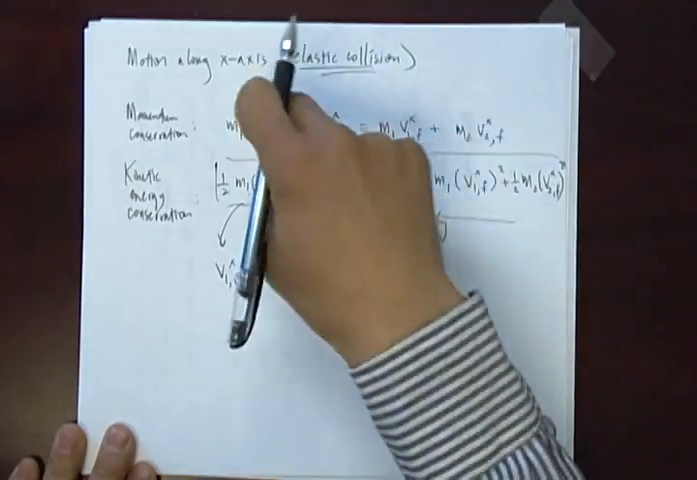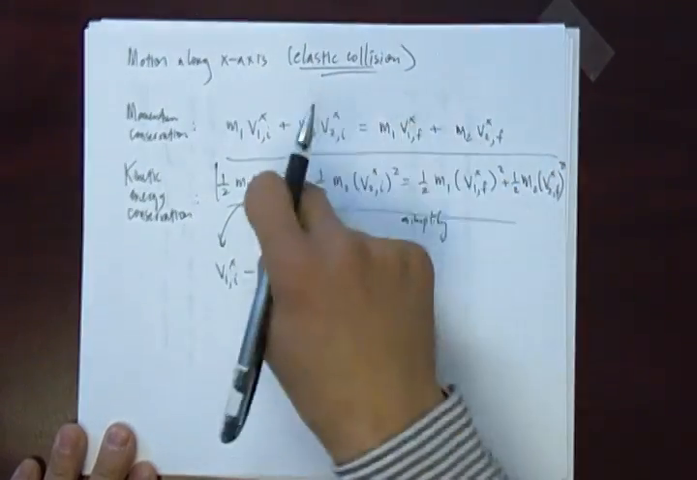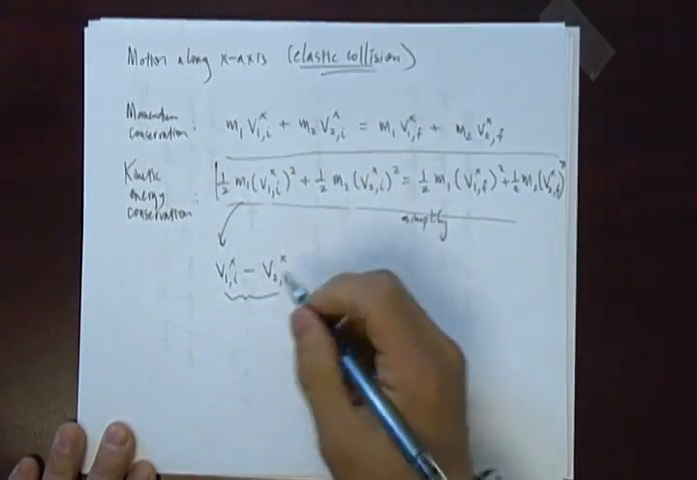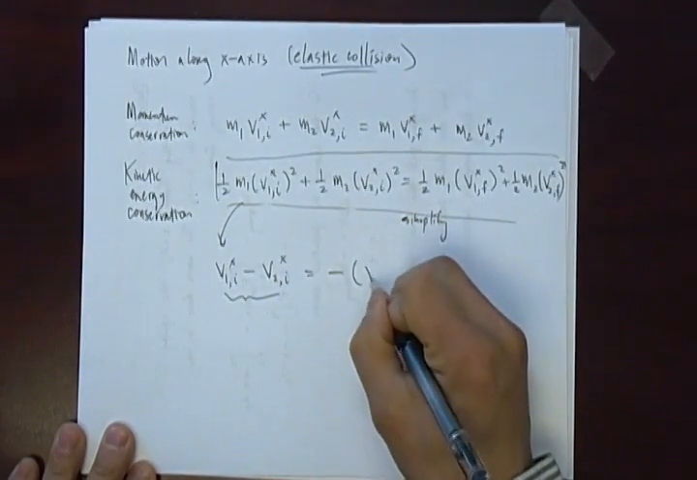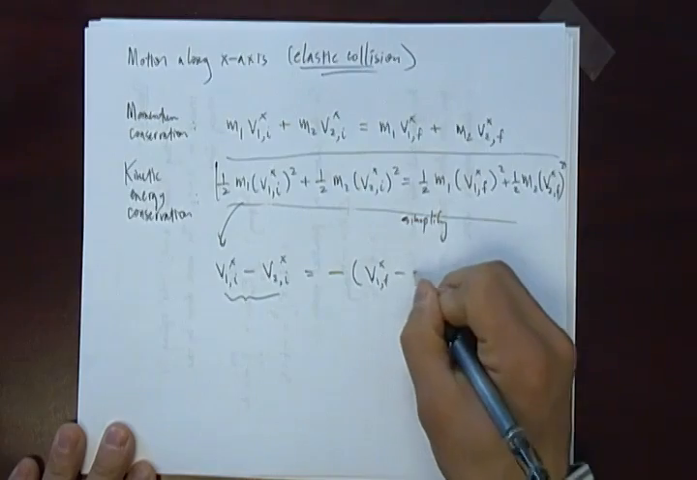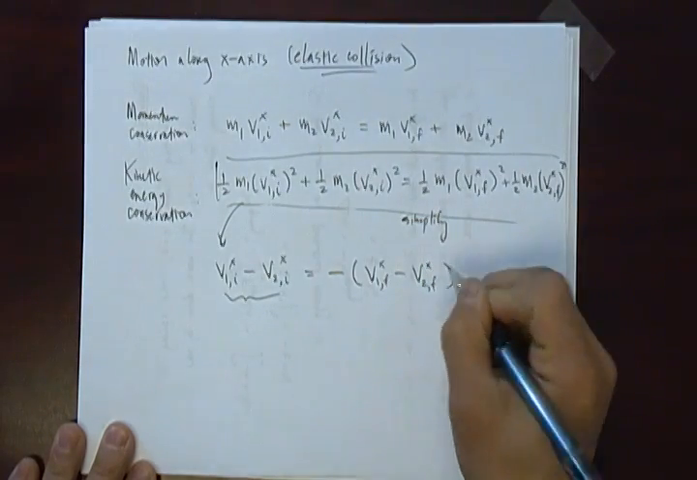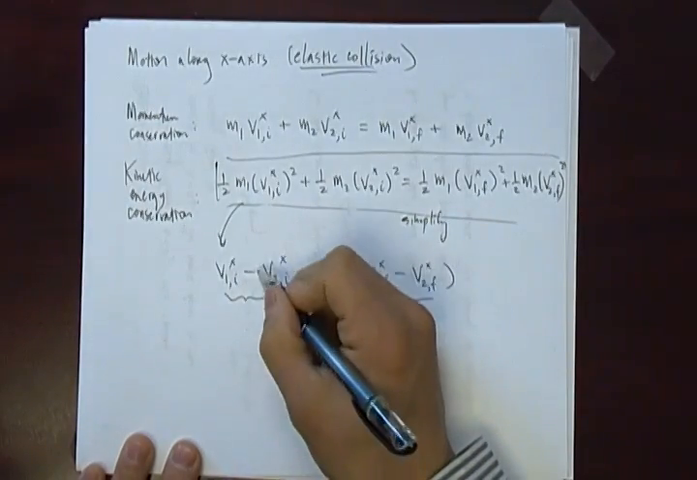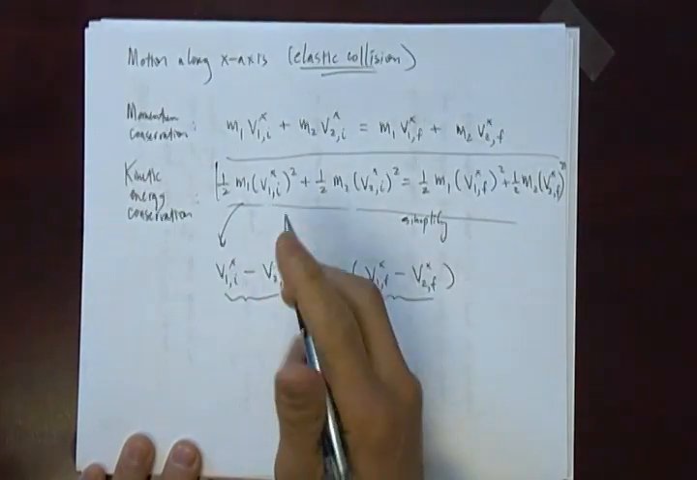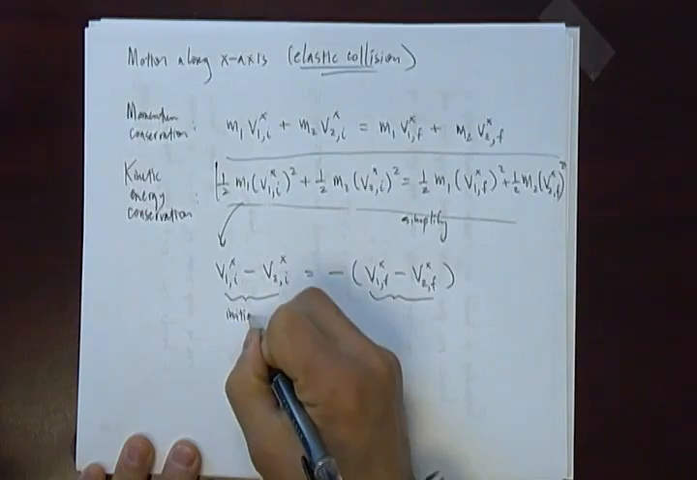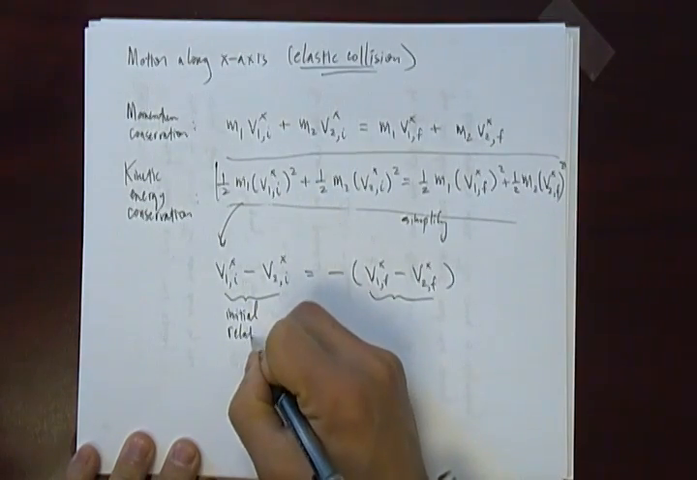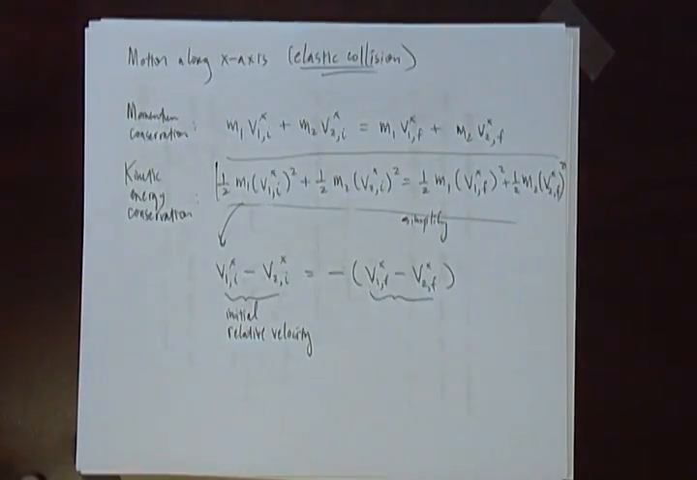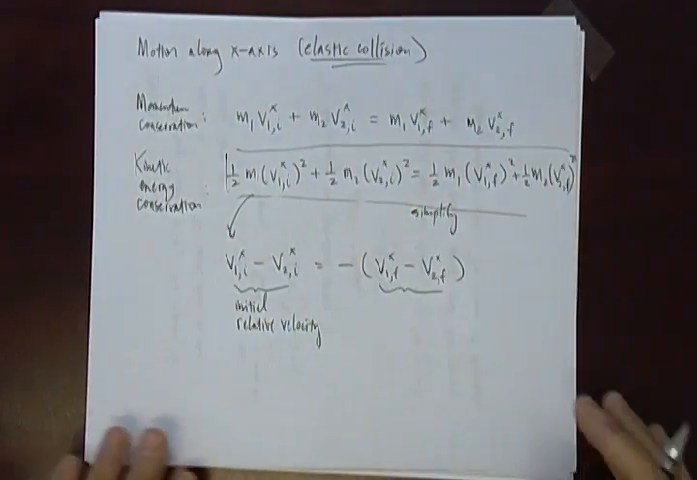And so what I'm saying is you use this equation, but then you can replace this complicated equation for the kinetic energy conservation as the following. Minus V1 final x minus V2 final x. Okay. This V1 minus V2 initial is what I'll call the initial relative velocity. Remember doing relative velocity way back in the beginning of the course.